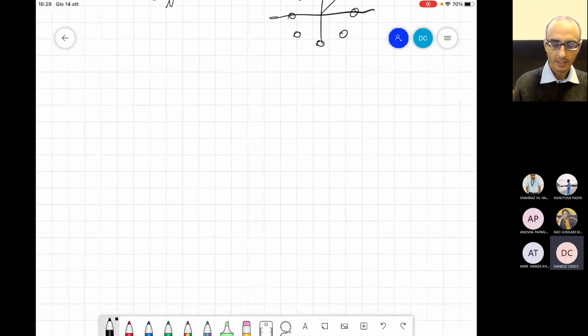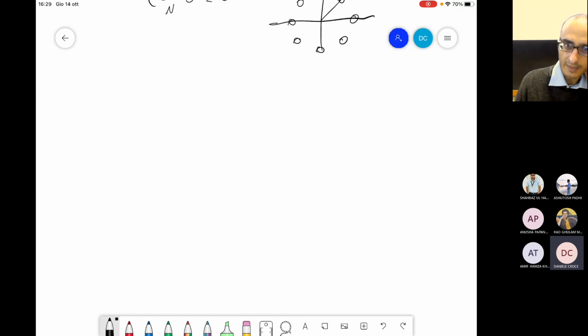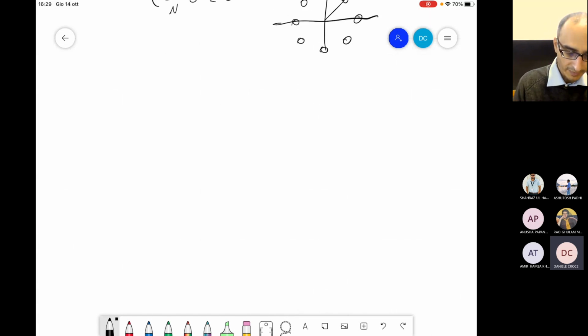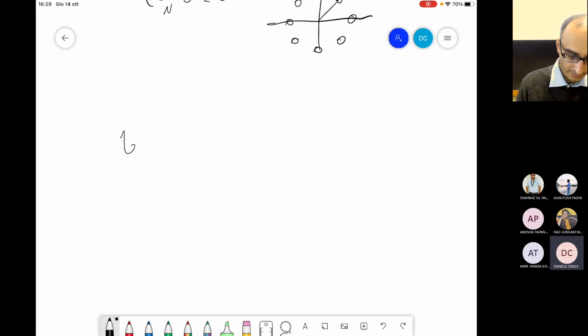Okay, so what happens in the linear convolution in continuous time is that, for example, if you have the convolution of, sorry, why is it not right? Okay.